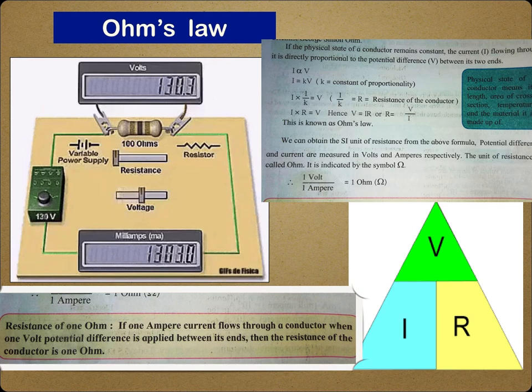Now we shall see resistance and what is Ohm's law. What is Ohm's law? The first and perhaps most important relationship between current, voltage and resistance is called Ohm's law, discovered by George Simon Ohm. Now we shall understand each concept, that is what is current, voltage and resistance.